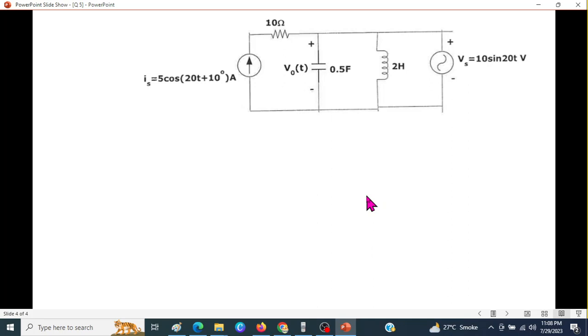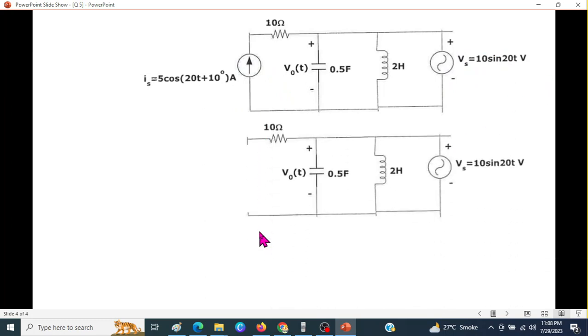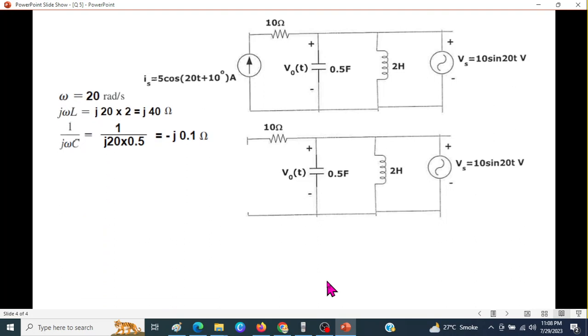Now let's go to the second part. Now we'll make this 0 and use the second source. So to make the current source 0, we open it. And since here also omega is 20, we'll use the same values that we calculated earlier. And there is one point. This is in sine form. To make it in phasor form, we have to convert it into cosine form.